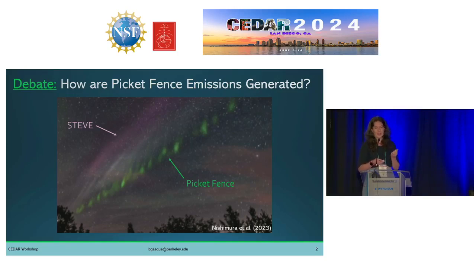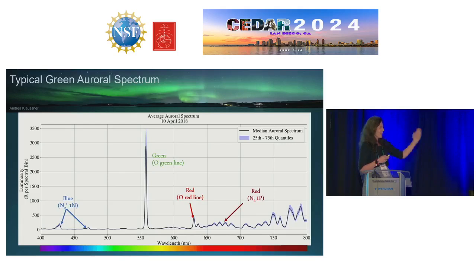And so let me show you some of the discrepancies there. First, looking at a typical green auroral spectrum, this is what it looks like. For folks that are not used to looking at spectra, there's a convenient rainbow on the bottom there, so that'll kind of orient you. So this is an optical spectrum of just a typical green aurora.